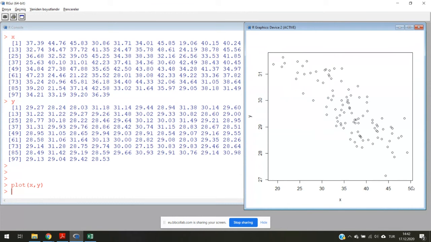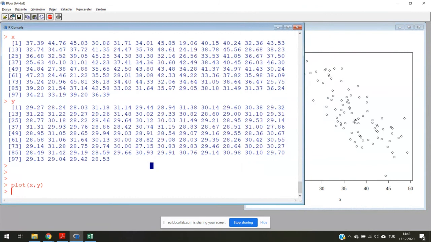You cannot make any comment on an automobile which seems to be outside of this data. By looking at these plot diagrams, you cannot say that for an automobile which has traveled 100,000 kilometers, the price is going to be even less. You can only make this comment for automobiles which have traveled between 20,000 and 50,000 kilometers. So by looking at the plot diagram, we can make such a comment.